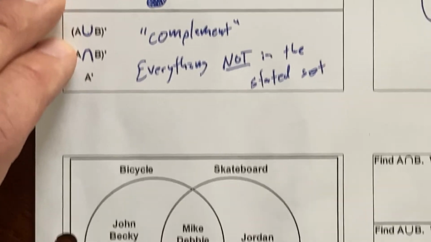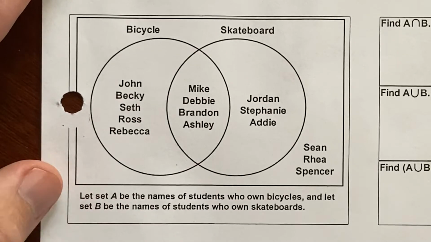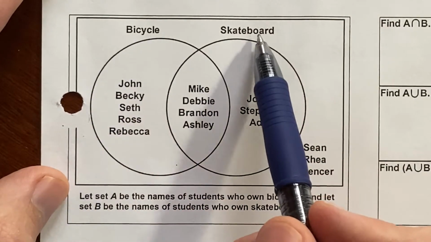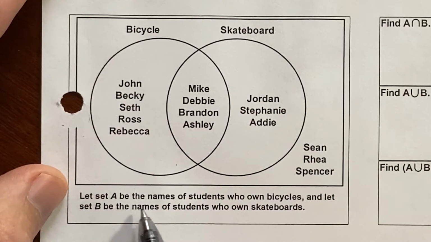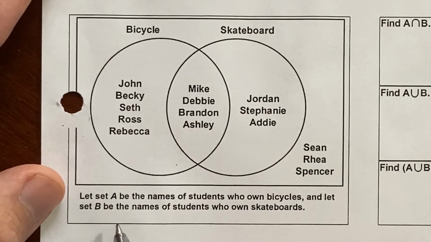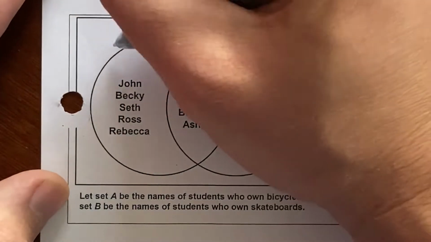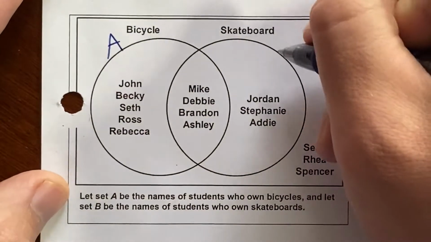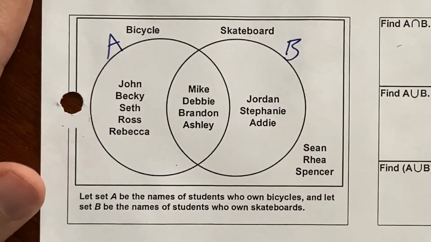Let's look at our first example here. We have some people who own bicycles and some people who own skateboards. It says, let set A be the names of students who own bicycles, and let set B be the names of students who own skateboards. So these people are going to be our A set, and these people are going to be our B set.